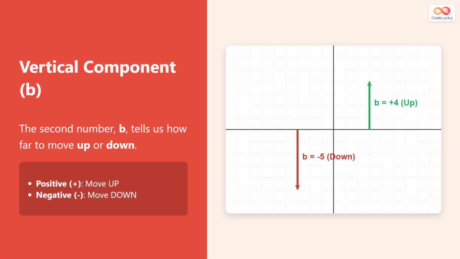The second number, B, is the vertical component. This controls the up and down movement along the y-axis. A positive value means we move up, while a negative value indicates a downward movement.